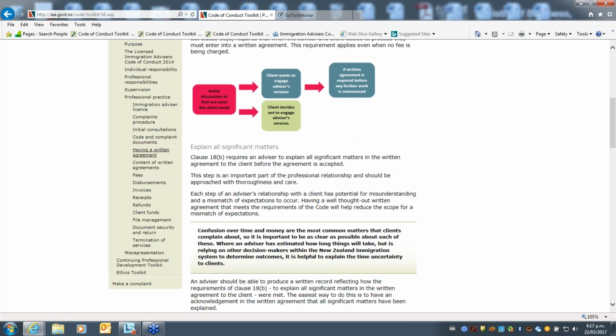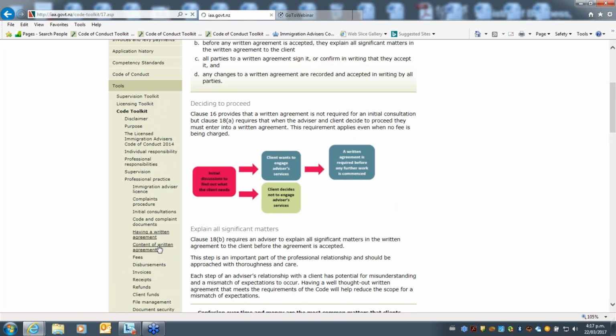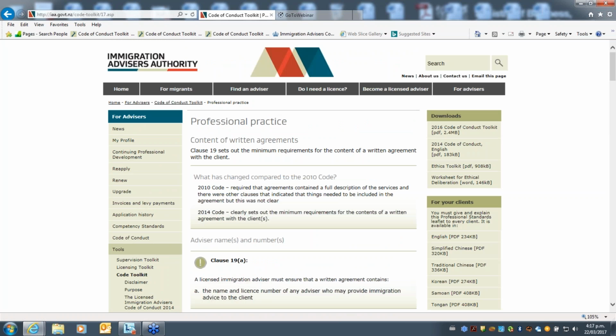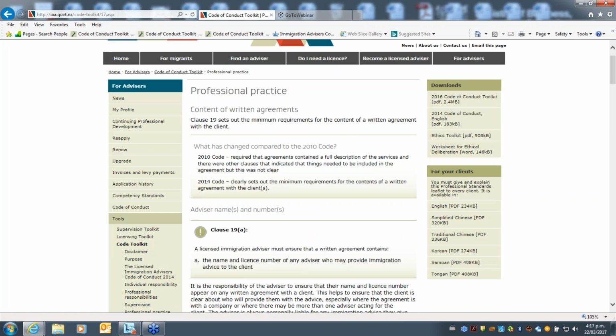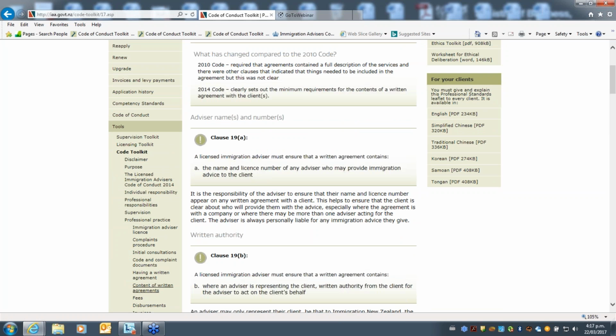So I will move on to the content of written agreements, which is set out in clause 19. I'll go through this relatively quickly. You need to have the name and license number of any advisor who may provide immigration advice to the client. It may be just one, maybe the more common situation, but if you are working with colleagues who may take over from time to time if you're away, make sure that is noted in the written agreement.